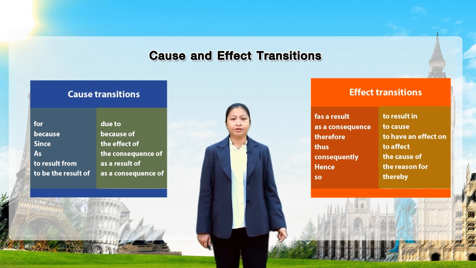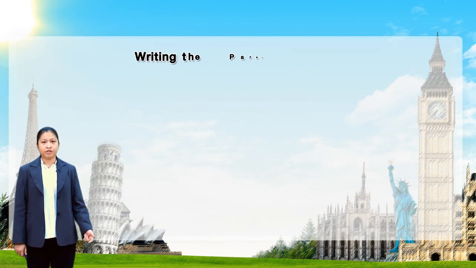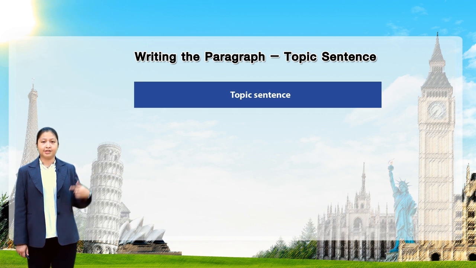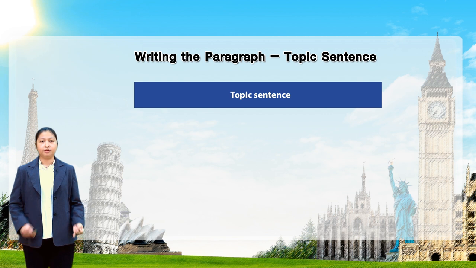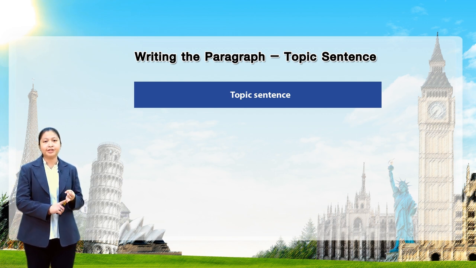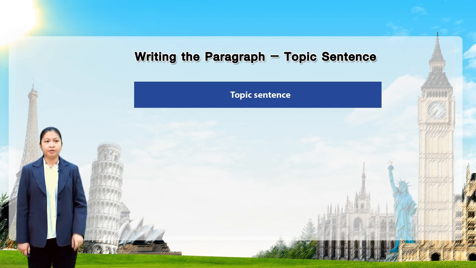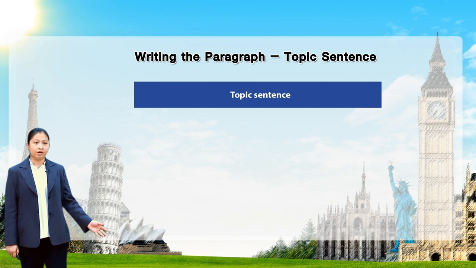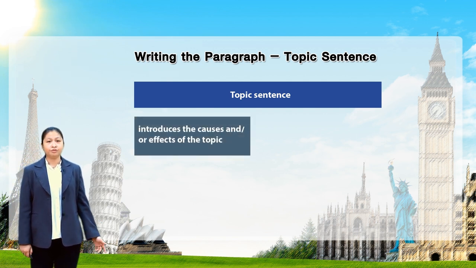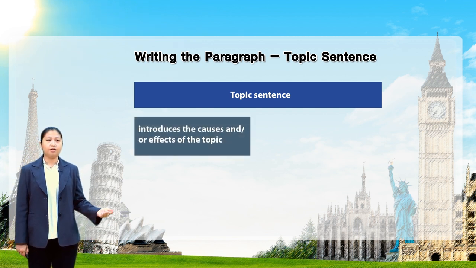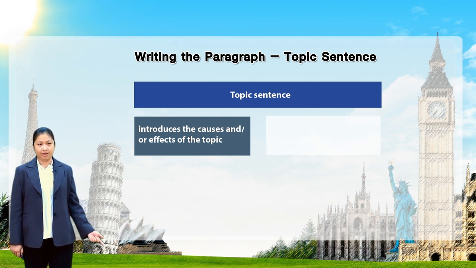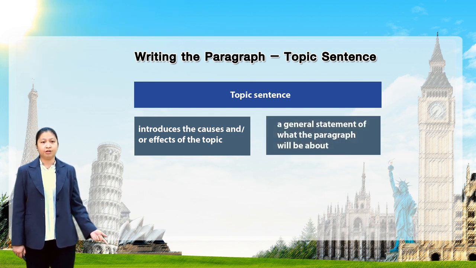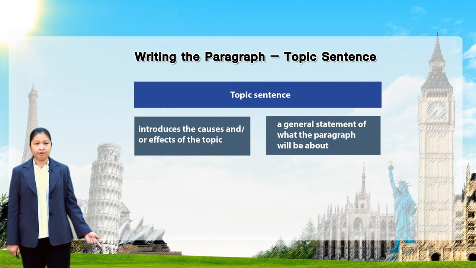Let us now learn to write the paragraph, starting from the topic sentence. Remember, there are three parts in the paragraph: topic sentence, supporting sentences, and the concluding sentence. So we start with writing the topic sentence. The topic sentence for a cause and effect paragraph introduces the cause or the effect of the topic. It is a general statement of what the paragraph will be about.